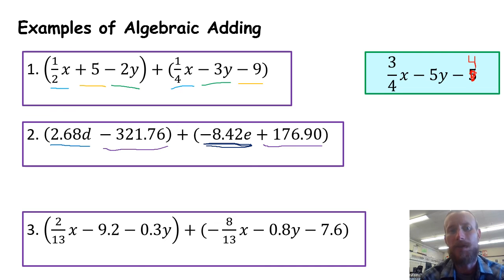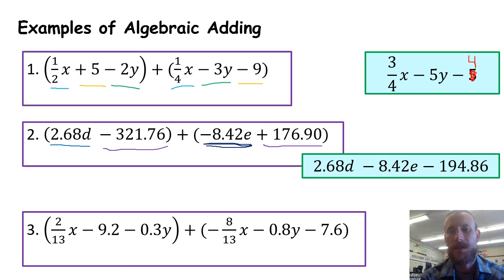Second problem, we talked about how d is its own term, doesn't get combined with anything. The e term also doesn't get combined. The only two things that get combined are the last constant terms. So what do we get? Still 2.68d, still -8.42e, but those other two terms combine to be -194.86. The last expression is for you to figure out. It's a mystery. Let's see what you come up with.